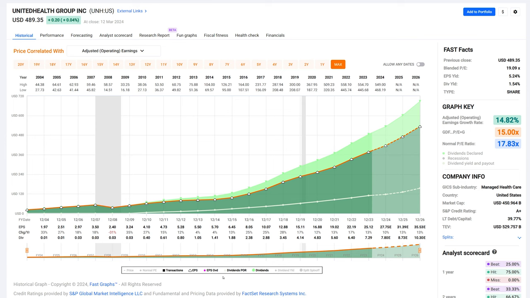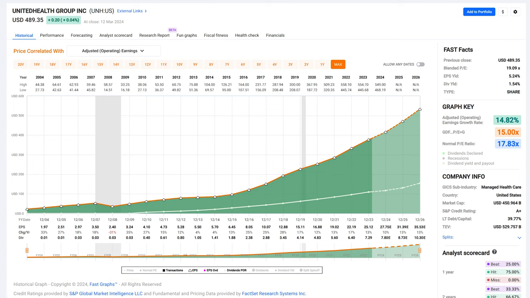And when you look here at United Healthcare, and at this point, I'm only looking at earnings per share. The orange line on the graph represents earnings per share going back, starting at the beginning of 2004, the ending of 2003. What you see here is consistent double-digit earnings growth, averaging 14.82%. And I want you to note the consistency.